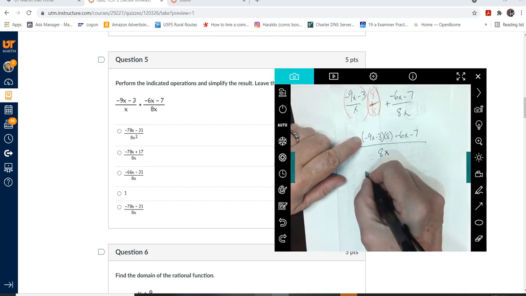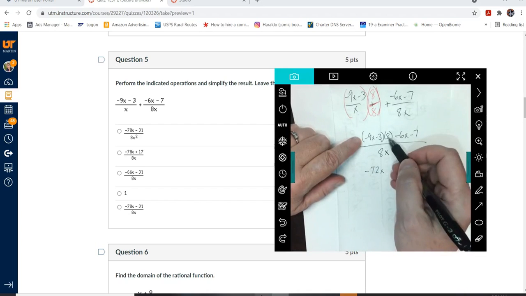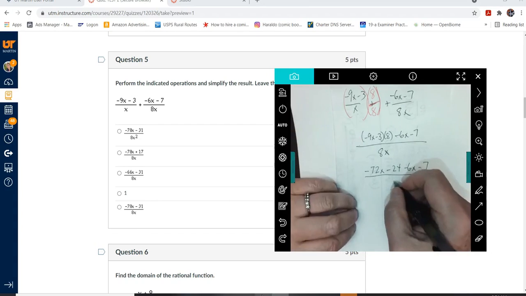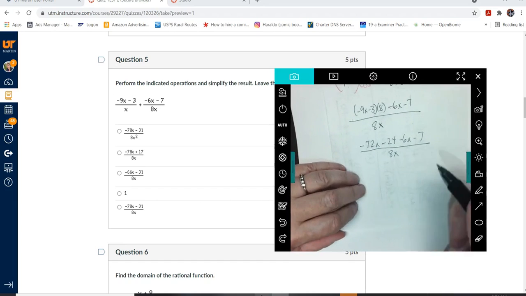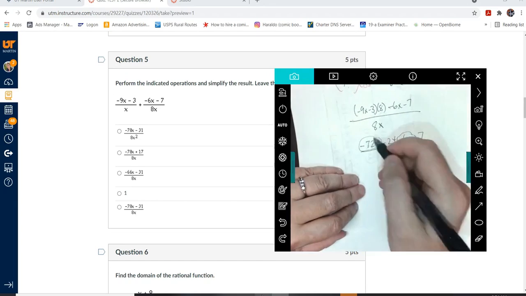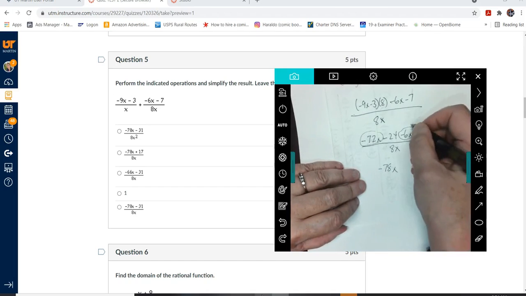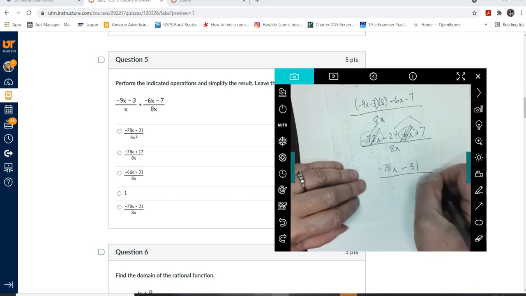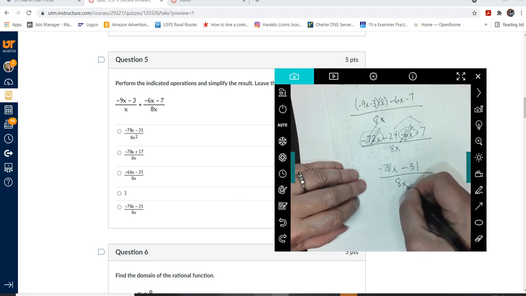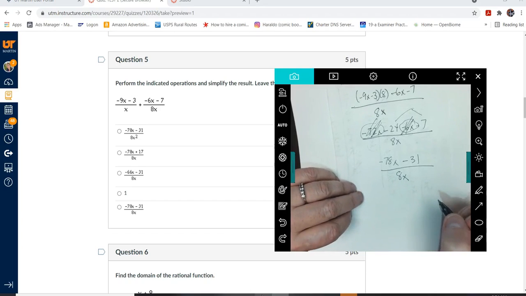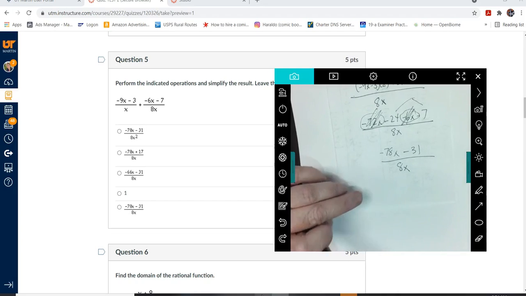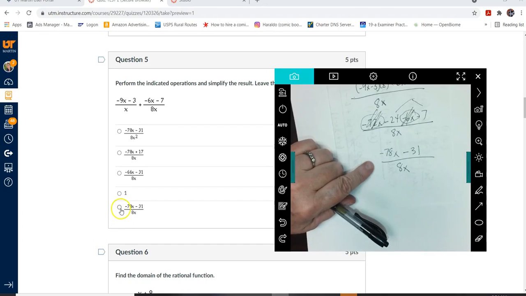Alright, 8 times negative 9x is negative 72x. 8 times negative 3 is minus 24. And so those two together are going to give me negative 78x. And these two are going to give me minus 31. And then all over 8x. So it's not the first one, because the first selection there has 8x squared in the denominator. This is going to match up with the last one.